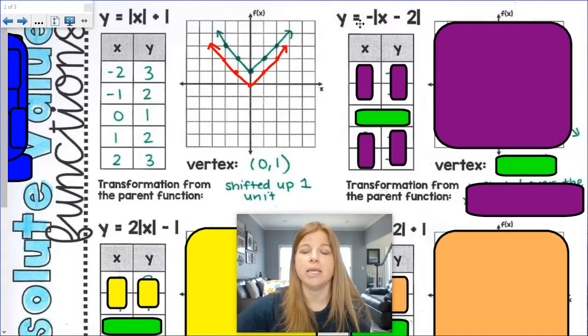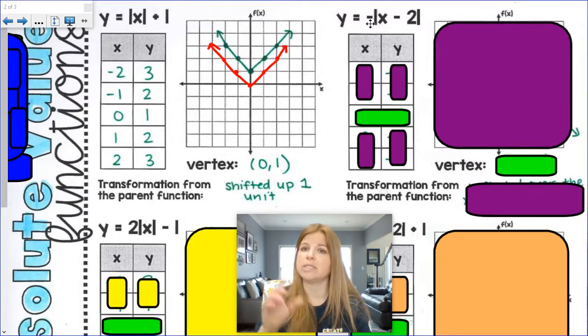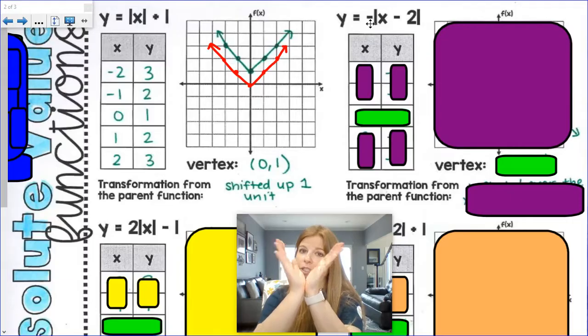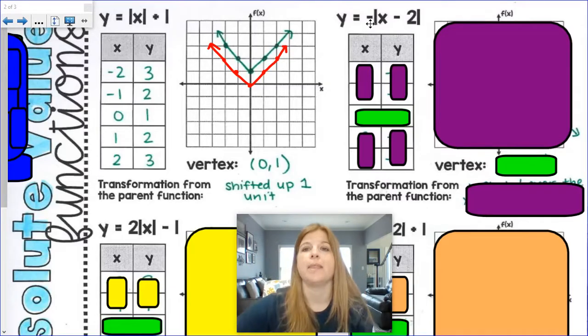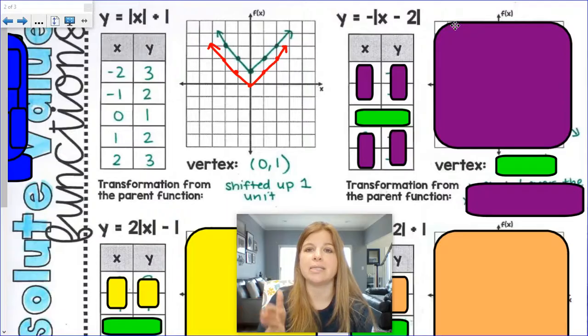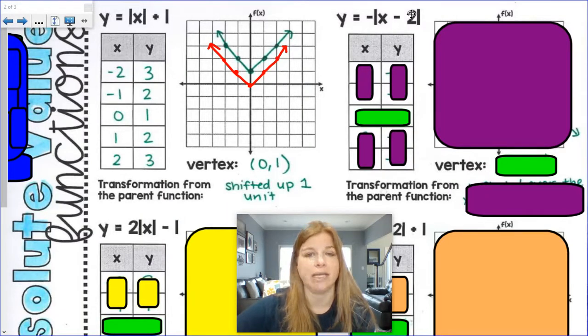So y equals negative. So that's going to tell me my a value is negative. If I go back to my previous screens before, a negative a value is going to tell us that our graph is actually going to get reflected over the x-axis or reflected vertically. X minus 2, and then I don't have any number at my end here. So the format is x minus h. So if I have x minus h, that means my h value of my vertex is positive 2.